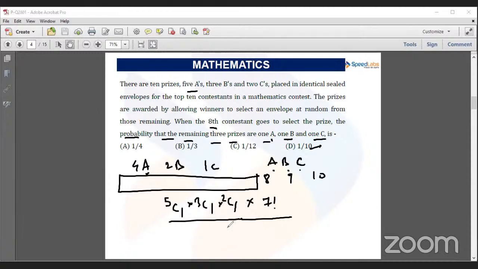And what would be the general way of — हम लोगों ने सिर्फ शुरू के, this is just for the first 7 one. ठीक है. Now what is the general way of arranging 7 prizes in the first 7 slots? It would be 10P7, right? So it will be 5 into 3 into 2 into 7 factorial upon 10 factorial into 10 minus 7, 3 factorial.